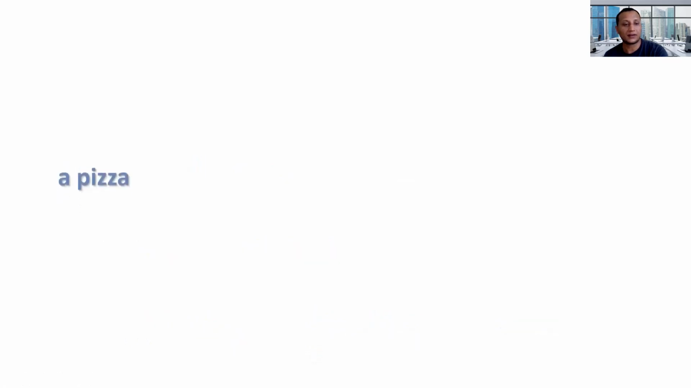Another example, a pizza. A pizza here, by the way, is a feminine noun. Une pizza. A feminine noun with an indefinite article. We use an indefinite article for feminine nouns, un article indéfini pour les noms féminins. In Arabic, pizza.